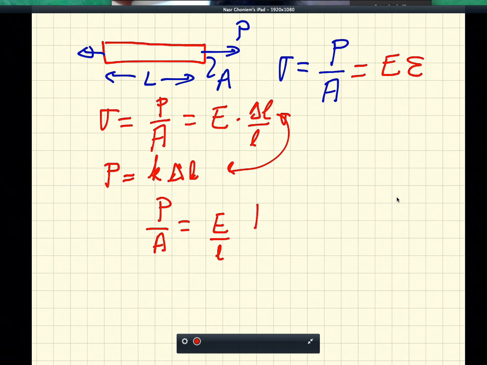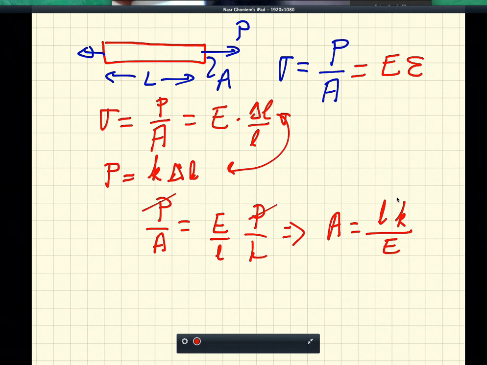I write it as P over K, and that gives me the property that the cross-sectional area is equal to L over E times K. So this is what I got from here.